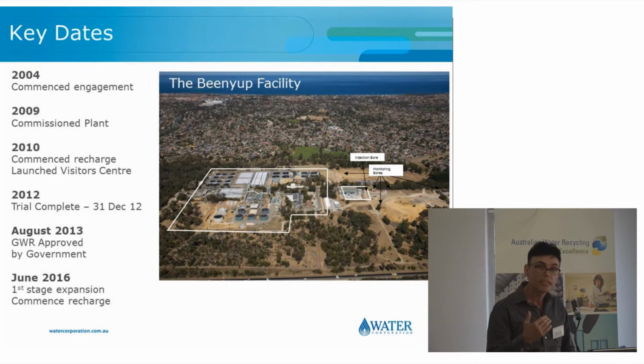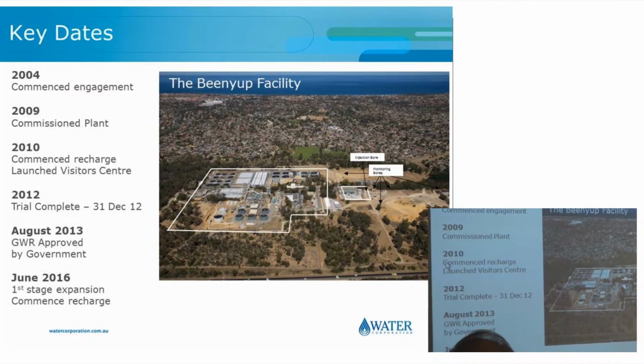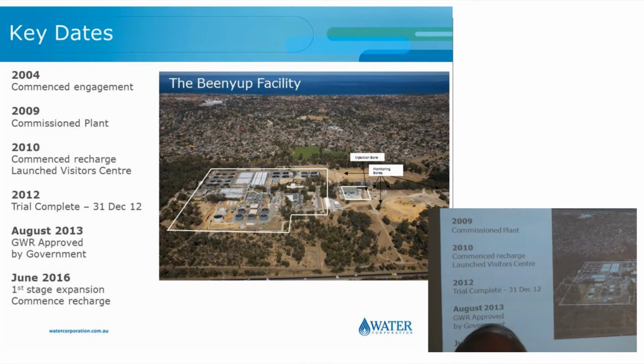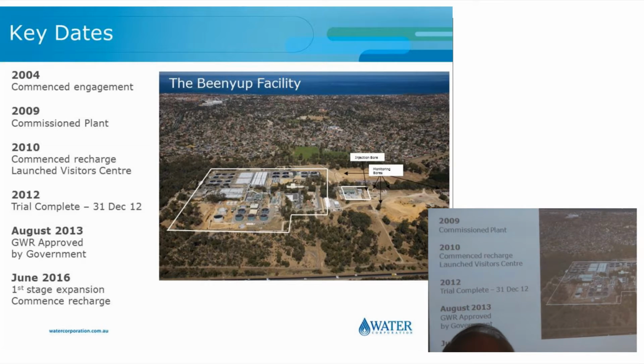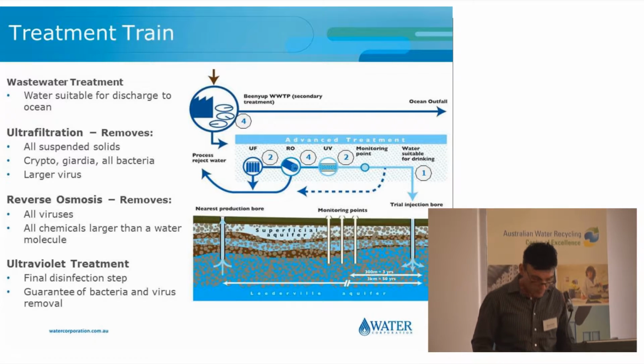Just to walk you through those key dates, we commissioned the plant in 2009. We commenced recharge in 2010, and we launched our visitor centre. Some of you who attended Ozwater in Perth would have gone through the visitor centre. The trial was completed on New Year's Eve, the 31st of December 2012, and that was great celebrations. As I said, the government approved groundwater replenishment as our next source in August 2013, and we'll commission our 7 gigalitre plant in June 2016.